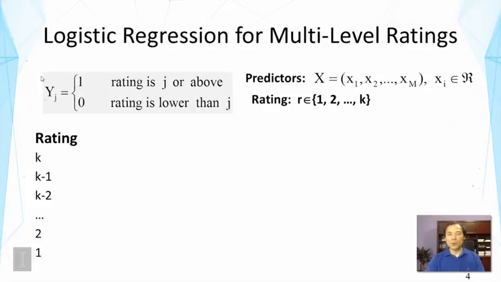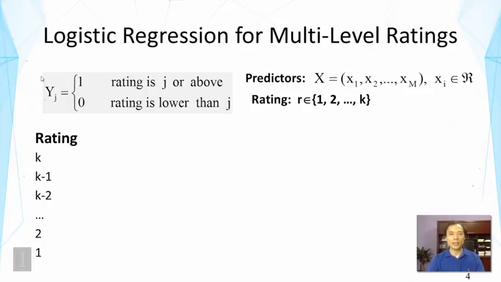What if we have multiple categories, multiple levels? Well, we can actually use such a binary logistic regression program to solve this multi-level rating prediction. And the idea is we can introduce multiple binary classifiers. And in each case, we ask the classifier to predict whether the rating is j or above, or the rating is lower than j. So when y sub j is equal to 1, it means the rating is j or above. When it's 0, that means the rating is lower than j.